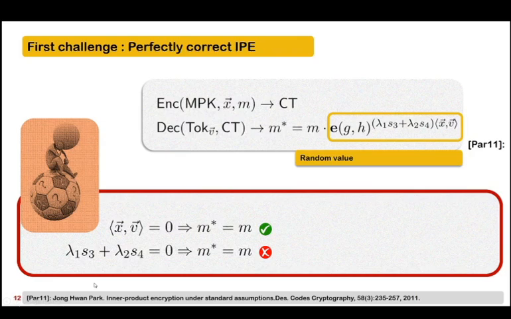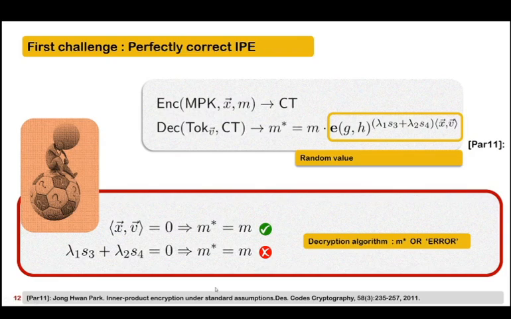This is the first issue, because we don't want this to happen. And this is exactly the point where the negligible probability of error arises. And here there is another issue, which is how the decryption algorithm decides whether to accept the output of the decryption or not, because the decryption algorithm doesn't know any information about the vector X, so it doesn't know whether X and V are orthogonal or not. So it's really important to decide whether to output M star or output the error.